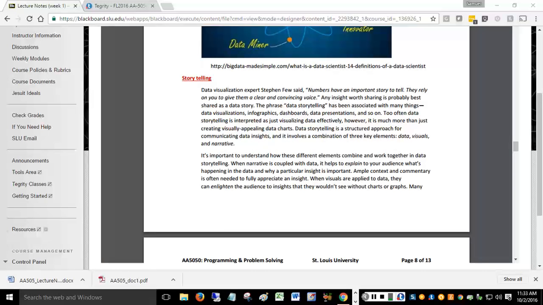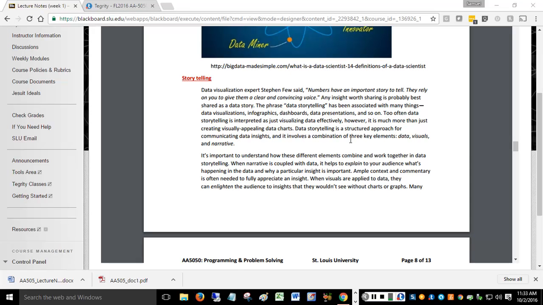Data visualization expert Stephen Few, whose name is very popular in this right now, said numbers have an important story to tell. They rely on you, the data scientist, to give them a clean and convincing voice. If you can't tell the story about what the data is telling you, you're not going to have the same kind of impact, and it's not going to be as meaningful.